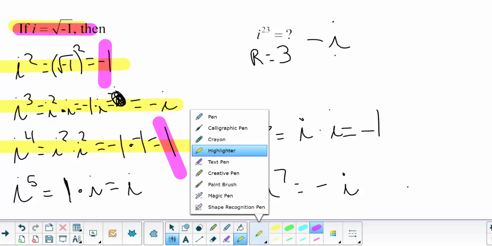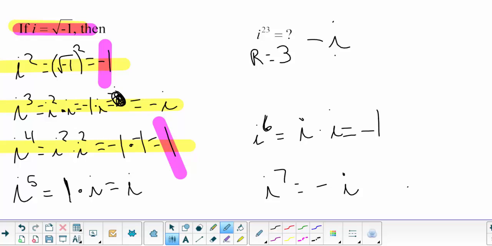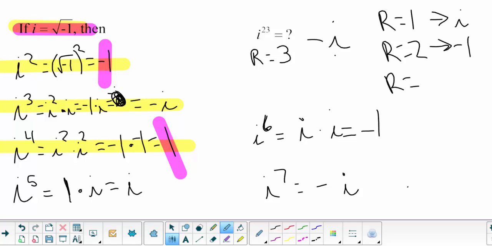So let's write that out. If your remainder equals 1, your answer would be an i. If you get a remainder of 2, your answer would be a negative 1. If you had a remainder of 3, your answer would be a negative i. And then if you had a remainder of 0, which means it divides in evenly, you would have a solution of 1. There we go.